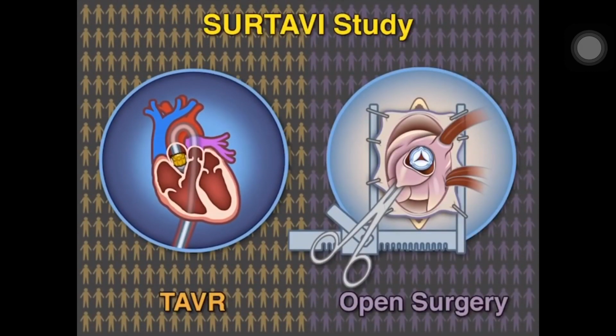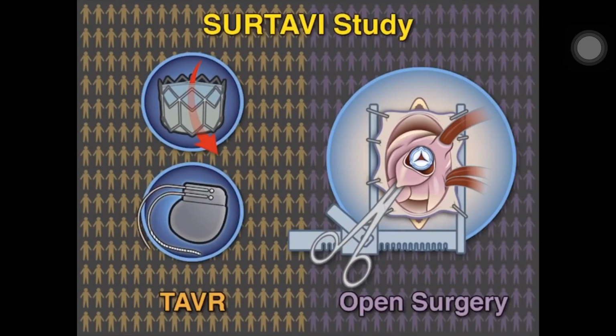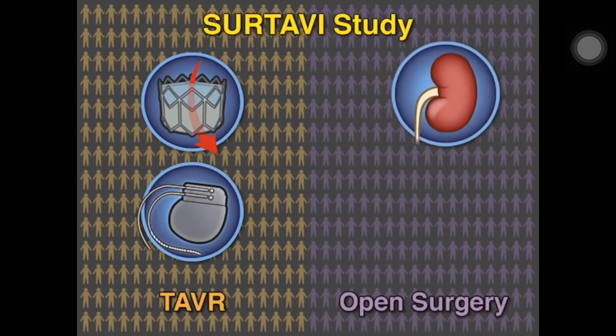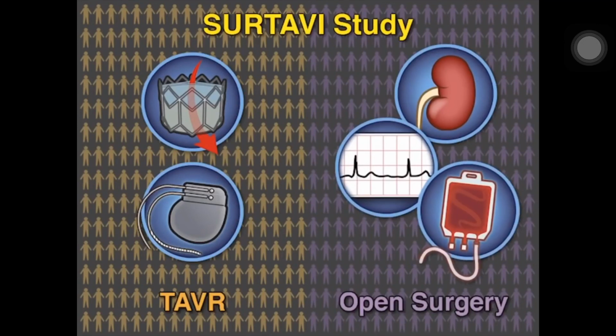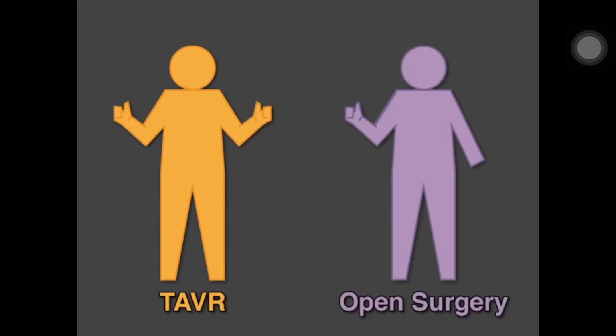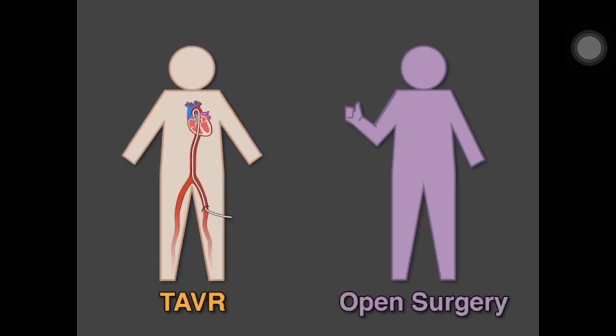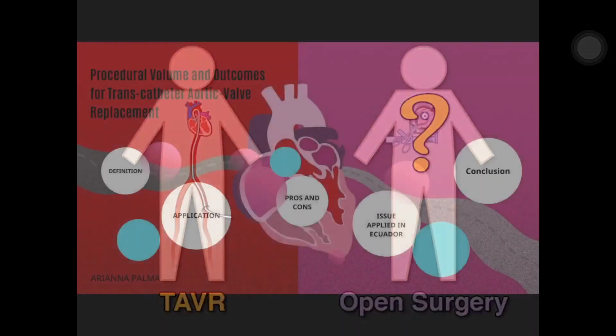Patients in the TAVR group had higher rates of residual aortic regurgitation and need for pacemaker implantation, while patients in the surgery group had more acute kidney injury, atrial fibrillation, and transfusion requirements. Patients in both groups had significant improvement in their quality of life scores and New York Heart Association symptoms, but the TAVR group improved more rapidly. The authors conclude that TAVR is a safe and effective alternative to surgery in patients with severe aortic stenosis who are at intermediate surgical risk.